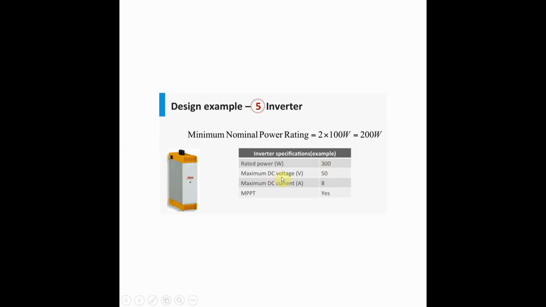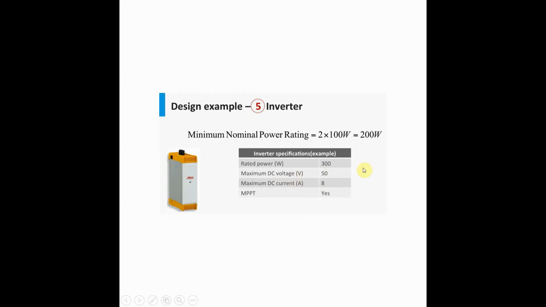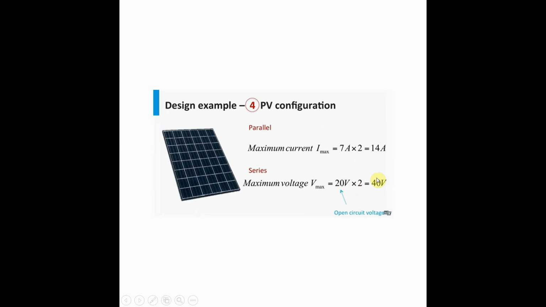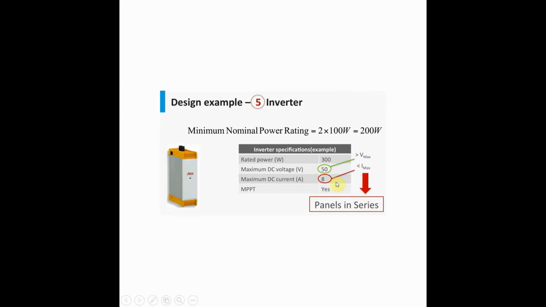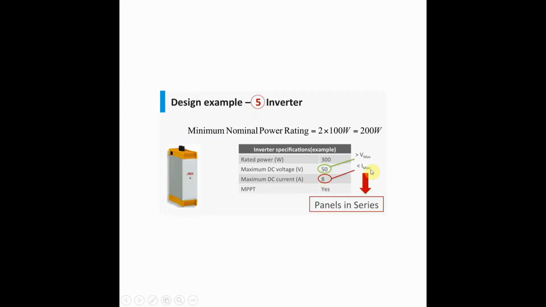300 watt inverter is available, and the specification of this 300 watt inverter is the maximum voltage is 50 volt and current is 8 ampere. It is operating on MPPT. So 50 volt is greater than Vmax. Vmax is actually this maximum voltage for two panels which we are designing. So this is 40 volt. This voltage of the inverter is greater than that 40 volt, but the current of 8 ampere, but here the current was 14 ampere. It means this 8 ampere is less than maximum current.